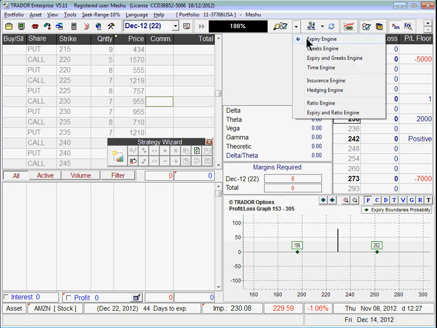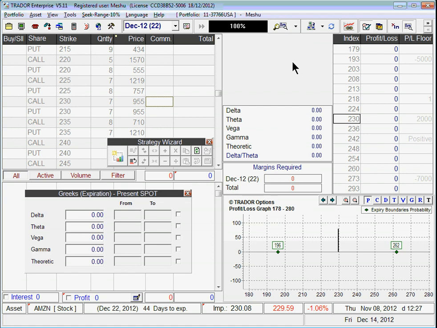The second seek engine is the Greeks engine. Let's choose it and see that Trador displays a Greeks parameter panel. Notice that on this engine, the floor definitions are disabled. I'll check the delta and the theta, which enables defining each low and high money limits.